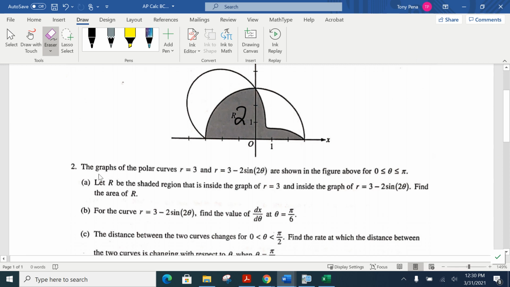So pretty simple little setup. They tell you the graphs of the polar curves r equals 3, so we know this is the circle. And then r equals 3 minus 2 sine of 2 theta has to be the weird looking one. And they're shown on the interval 0 to pi. So now they come right out of the gate to find that area in between. So the easy option is, again, this area 1 or this area 3. They're asking you to find area 2 that's shared by them.